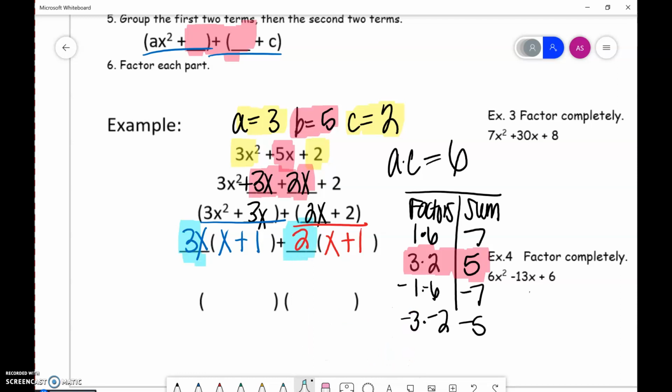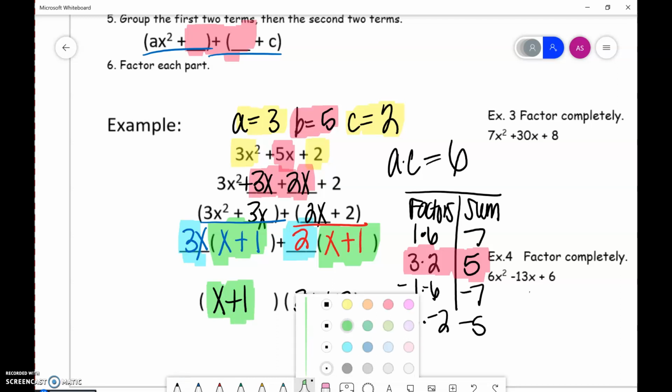We have x plus 1 as a common factor. So we're ready to factor that out, and my final answer will be x plus 1 times 3x plus 2.